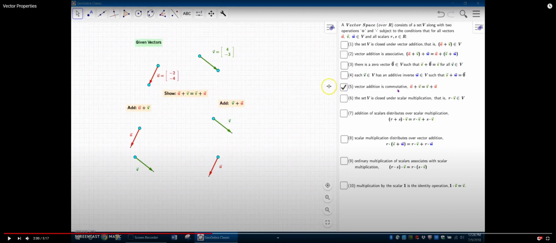But what commutative means is that you can change the order. So u plus v is equal to v plus u. And normal addition of, say, integers is commutative, so 1 plus 2 is equal to 2 plus 1. An example of something that is not commutative is the cross product: i cross j is k, but j cross i is minus k. So the cross product is not commutative, but normal vector addition, where you just add the components, is commutative. And he's illustrating this in this diagram.